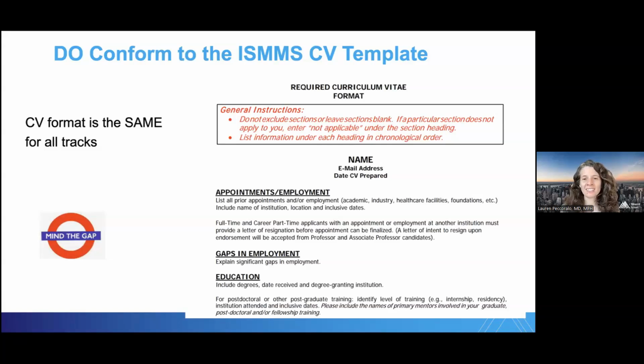Also, list everything in chronological order. I'm thinking actually that might be my next slide. So I'm going to get to that in a second, but also make sure that you identify any gaps in employment and write a very brief explanation as to what was happening during that time. And the CV format is the same for all tracks. So the actual CV is no different for any track.